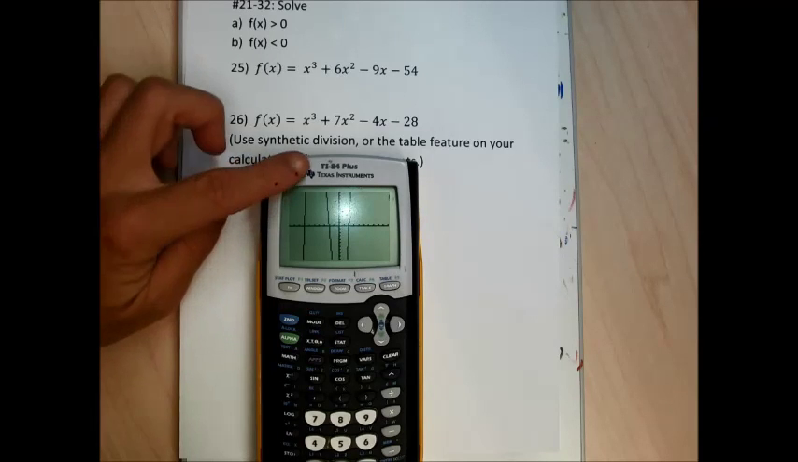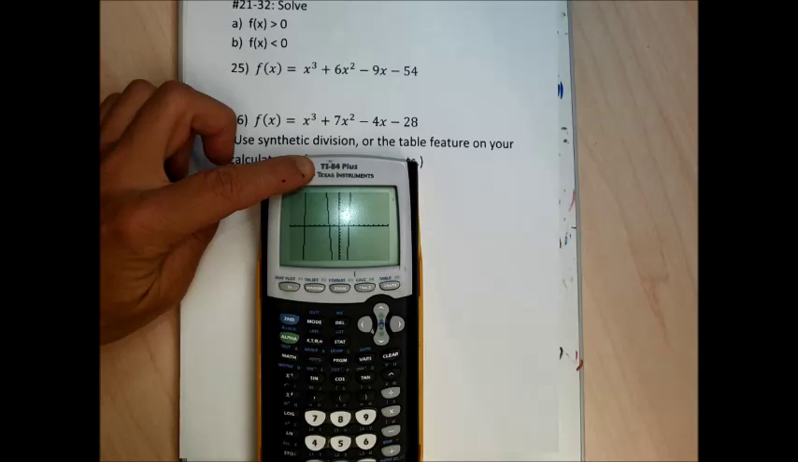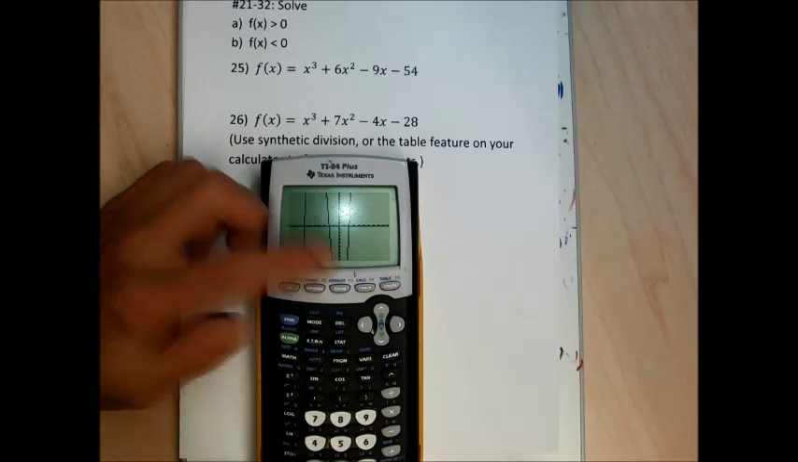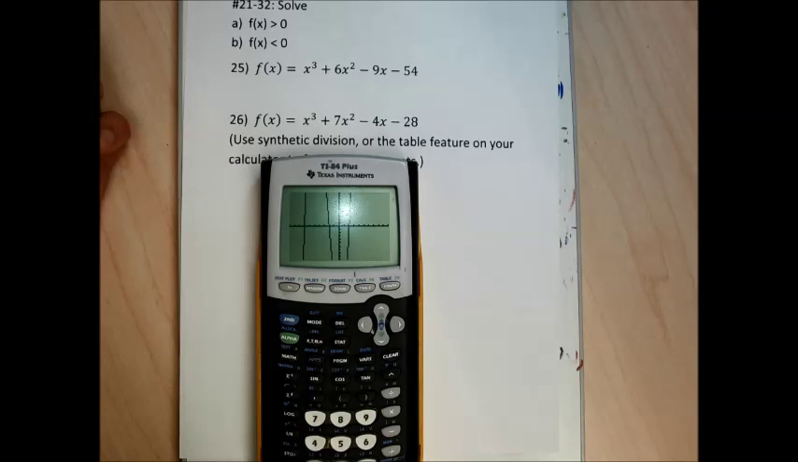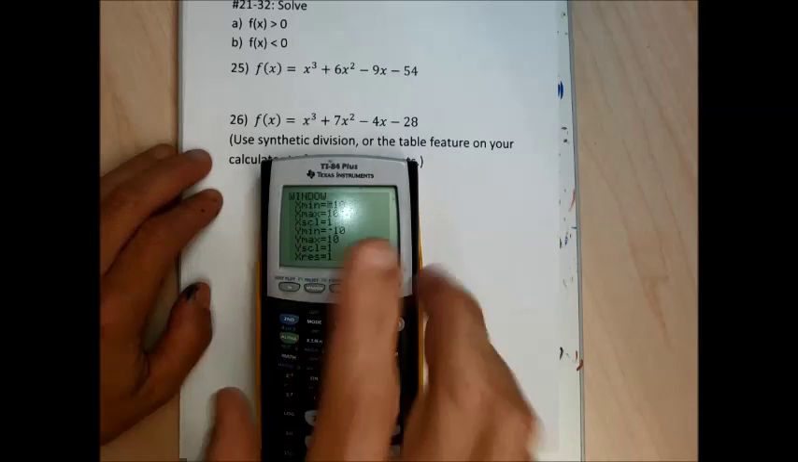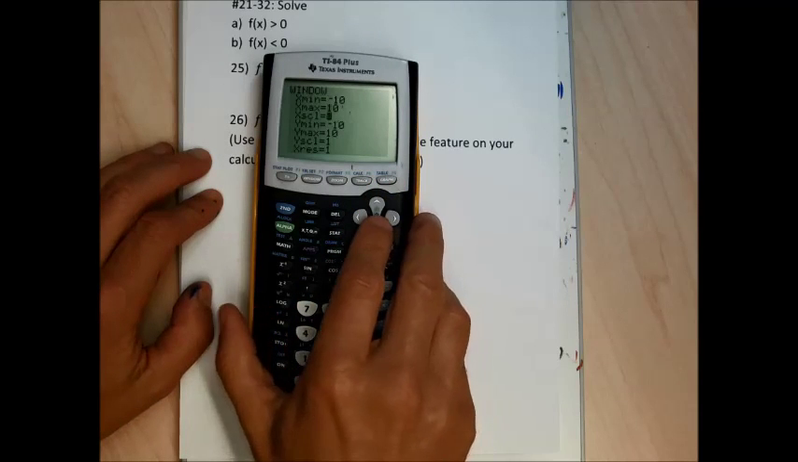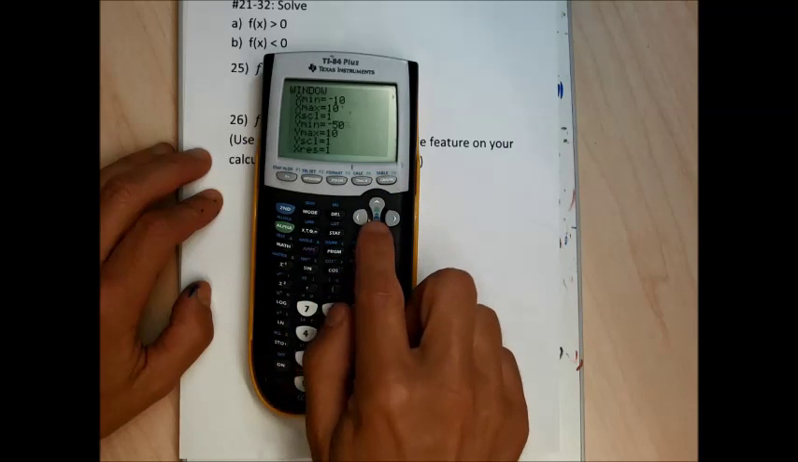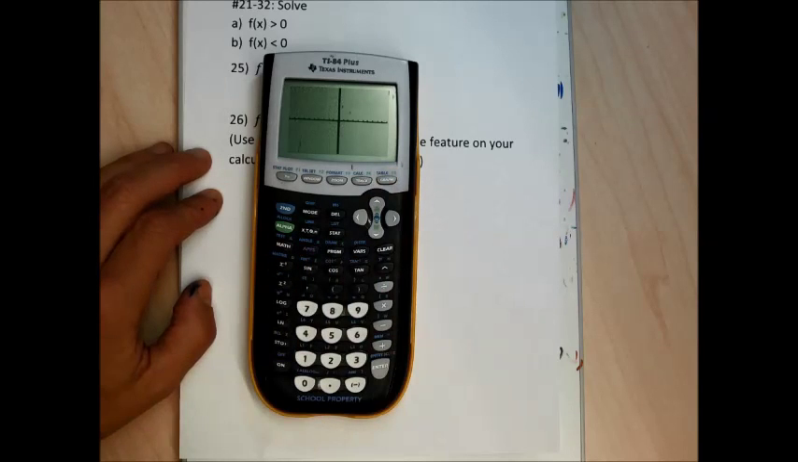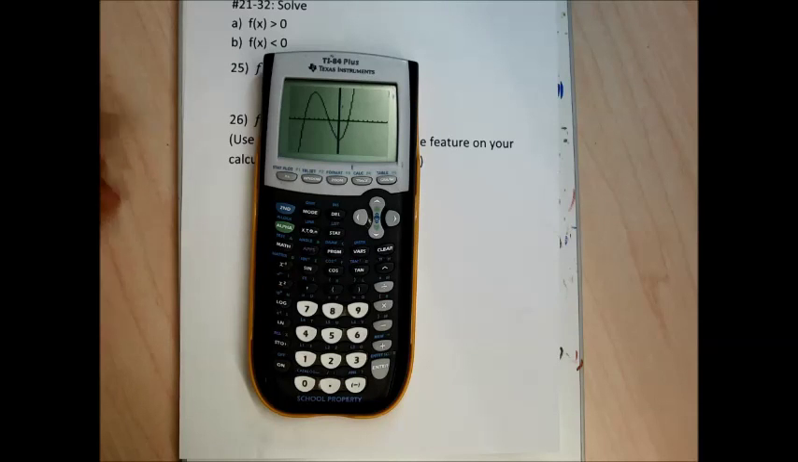If it bugs you, the graph shoots off the screen. I need to make the y-maxes higher to see the top of the graph, and I need to make the y-mins lower to see the bottom of the graph. I don't really need to see the top and the bottom of the graph, but if it bugs you that I can't see them, change your y-maxes and y-mins to some big numbers like 50s. And I think when I hit graph now, I should be able to see the top of the graph and the bottom of the graph. So when you can't see the turning points, just change your y's.